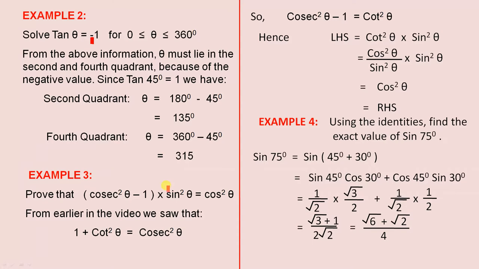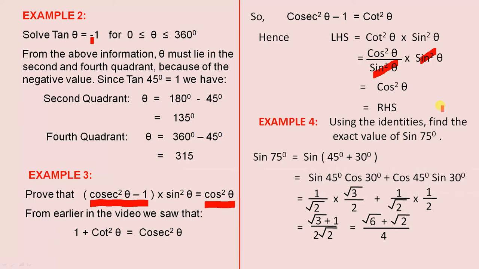Example 3. Prove that cosec squared theta minus 1 times sine squared theta equals cos squared theta. From earlier in the video, we saw that 1 plus cot squared theta equals cosec squared theta. So if we manipulate this, we get cosec squared theta minus 1 equals cot squared theta. So here, we just substitute cot squared theta. So that gives us the left-hand side is cot squared theta by sine squared theta. Now cot squared is cos squared over sine squared. The sine squareds cancel out. That leaves you with cos squared theta, and that is the right hand side. There's the right-hand side there. And that's what we had to prove.